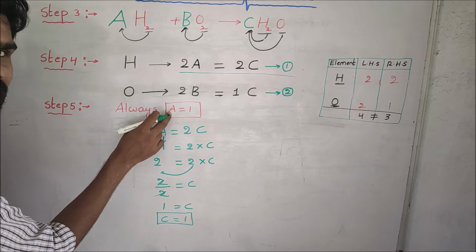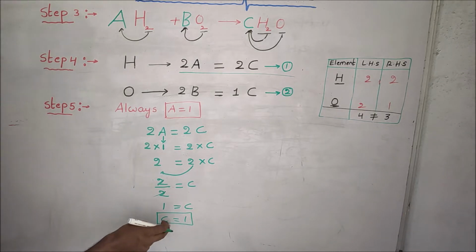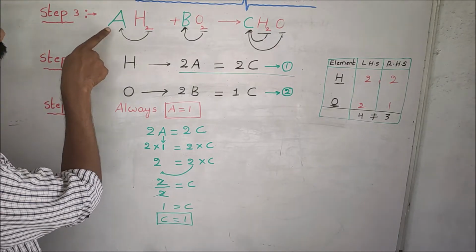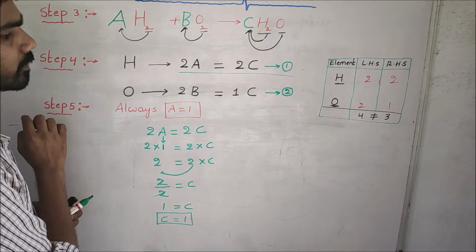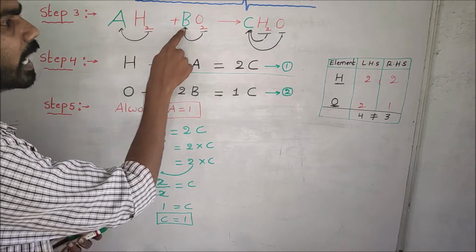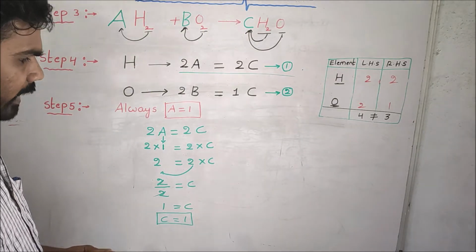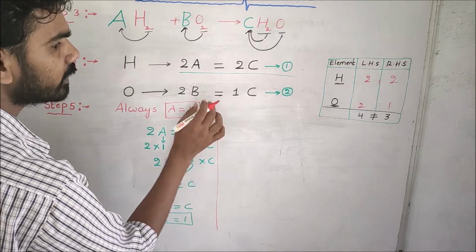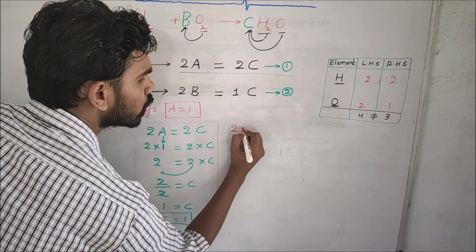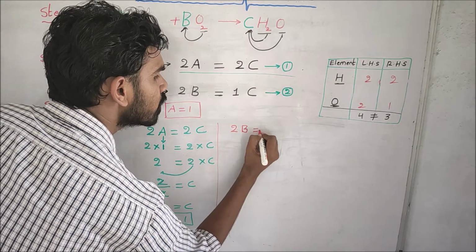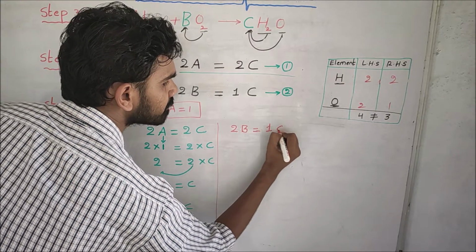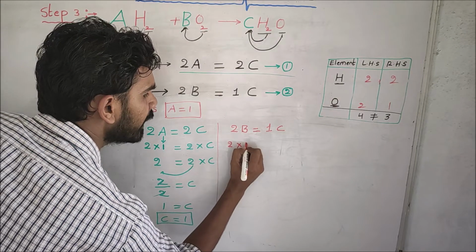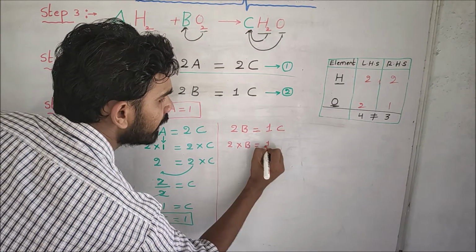We know the A answer. We know the C answer. How many families are there? A, B, C. We found A equal to 1 every time. Now I found C. We have to find B. Very good. What will I do? I'll find B here. Take the second equation: 2B equals 1C. Now 2 into B equals 1.